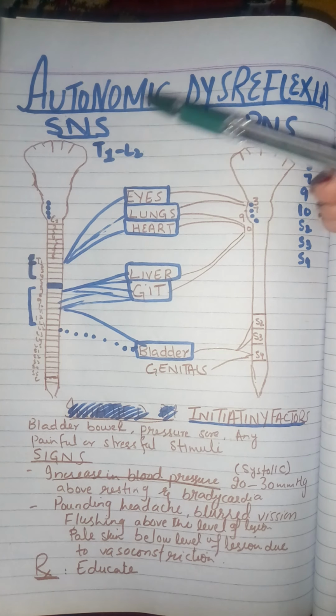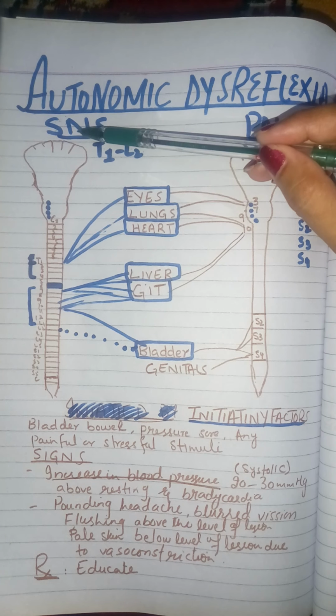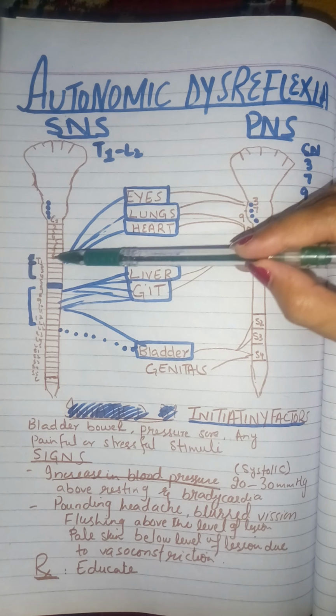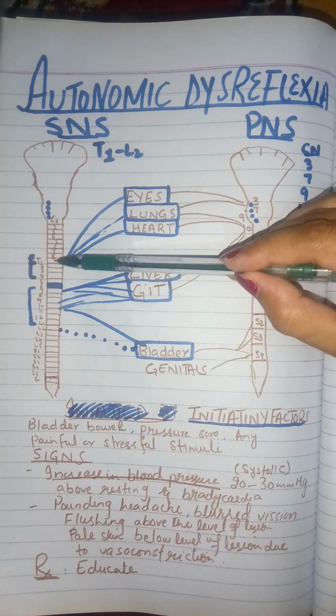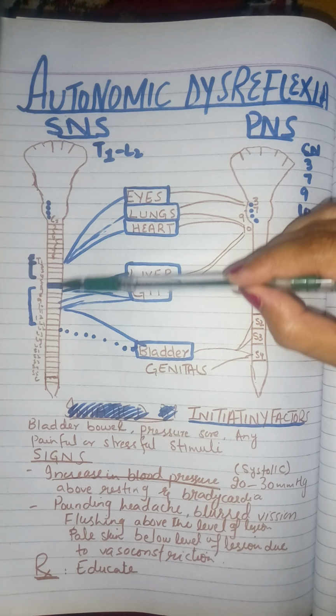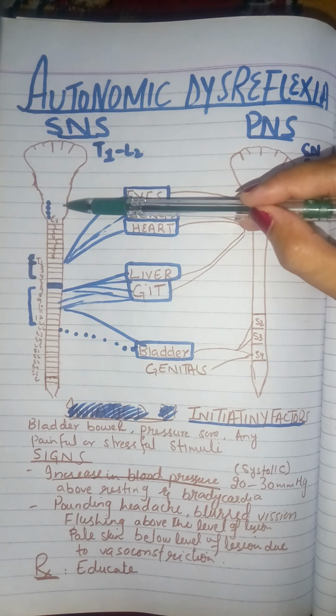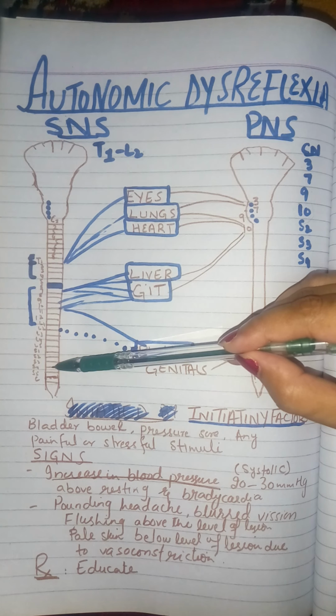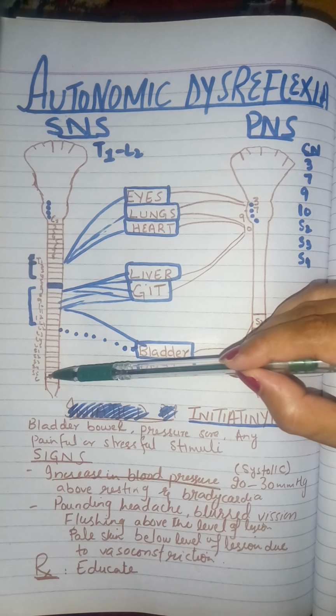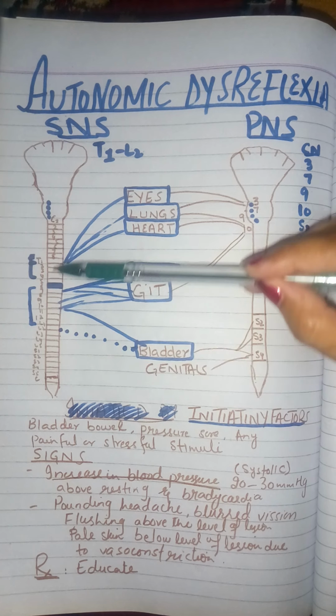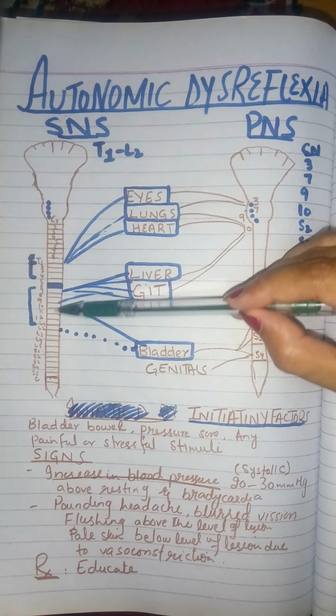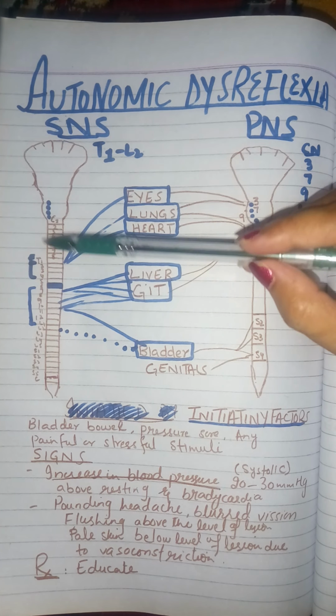Now what happens here, if you see the sympathetic nervous system, it is here in the center, in the thoracic and the lumbar region. Okay, here in the brainstem and at the sacral region, means above and below, is the parasympathetic nervous system. In the center is the sympathetic nervous system.